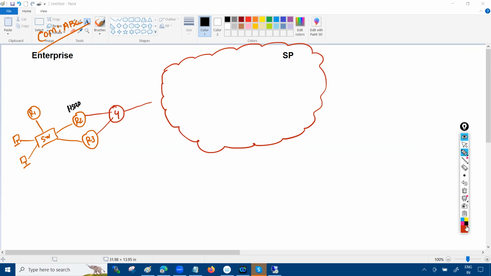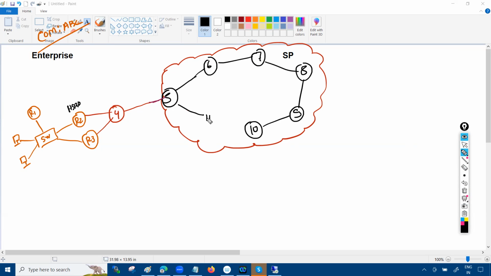In this service provider, this router is going to connect with router number 5. Then we have router 6 in my service provider network, then router 7, router 8, router 9, router 10, and router 11. And in the core, we also have router 12 and router 13. Now, this is one branch office in one location. Assume that it's in Mumbai.